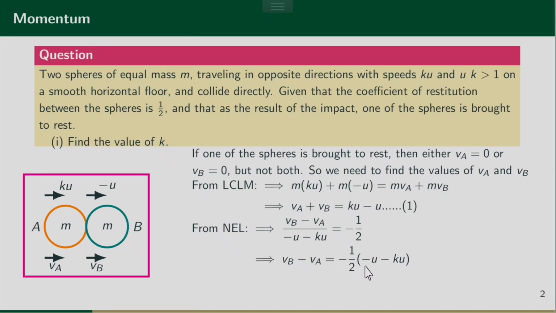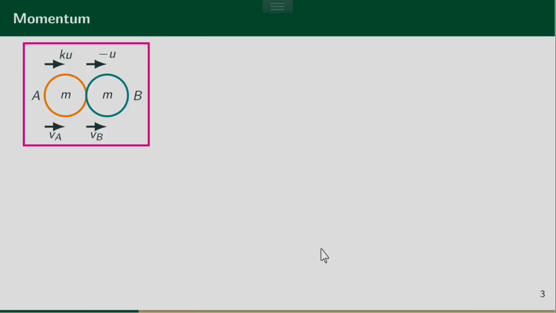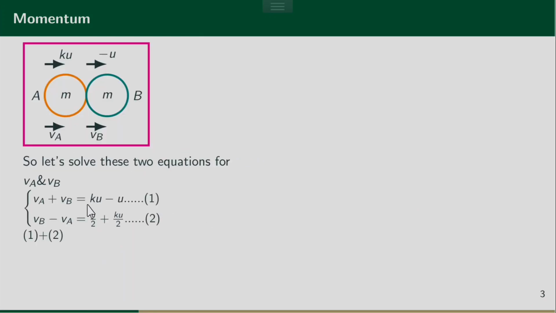Now, negative multiplies each of these terms and gives me a positive term. So I'll now be having VB minus VA is equal to positive U on 2, I add that to positive KU on 2. So let me call this equation 2. What I'm left to do is to solve this equation 1 and equation 2 simultaneously. So let me write down the two equations so that I can solve them simultaneously.